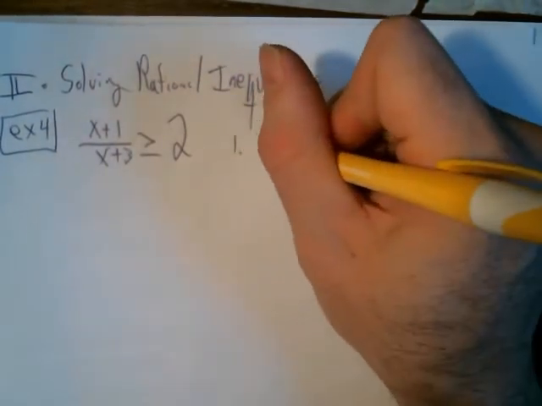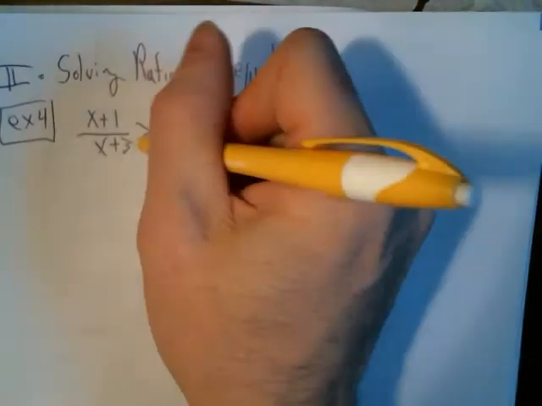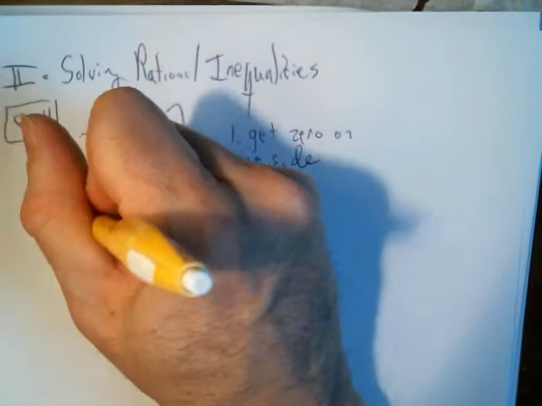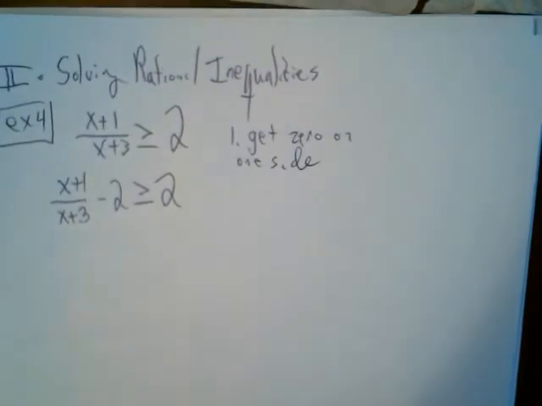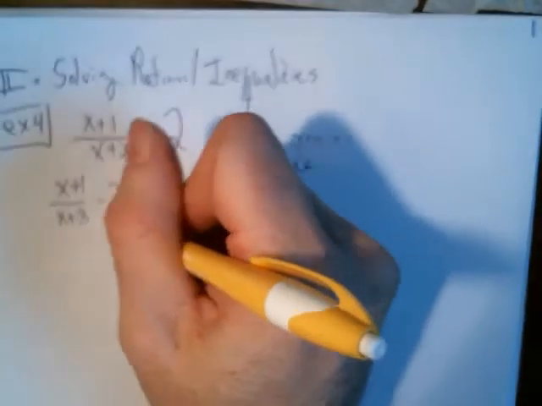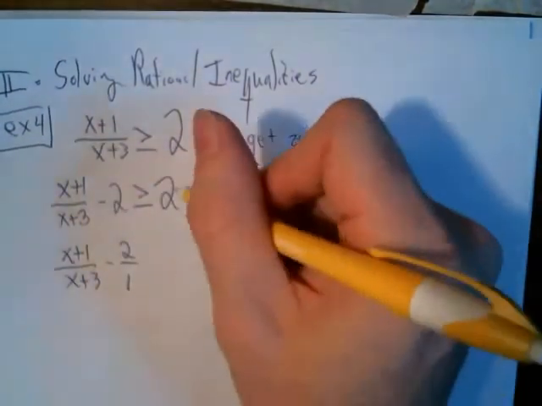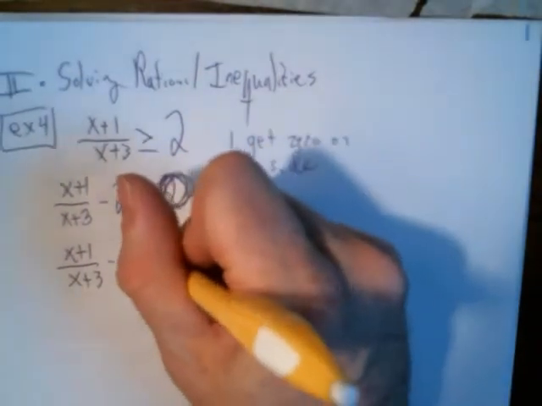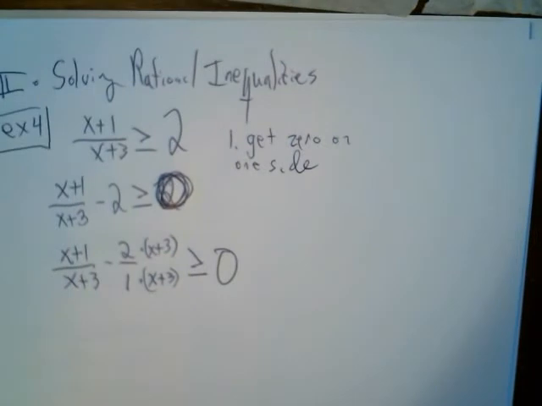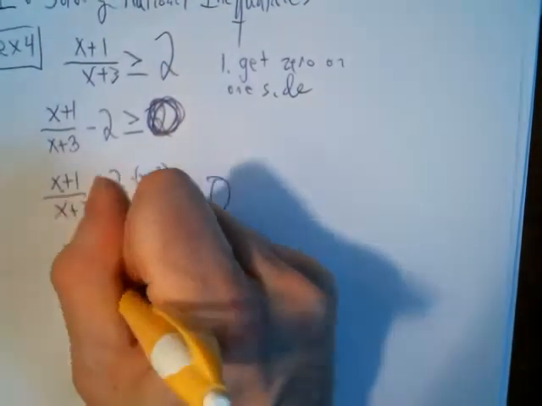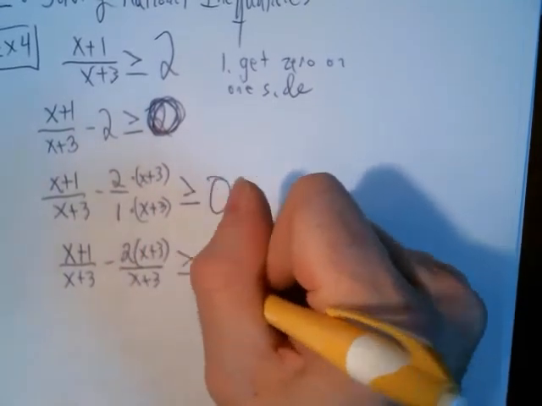So first we are sort of getting 0 on one side. Okay, so I'm going to move the 2 over, and then I'll have a bit of algebra to worry about. I need a common denominator here. So 2 is the same as 2 over 1. And this should be a 0 right here. Sorry about that. And then I'm multiplying top and bottom to get a common denominator. So I multiply it by x plus 3. And then I'll have x plus 1 over x plus 3 minus 2 times x plus 3 all over x plus 3 greater than or equal to 0.